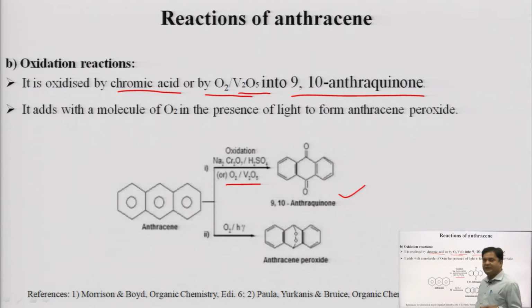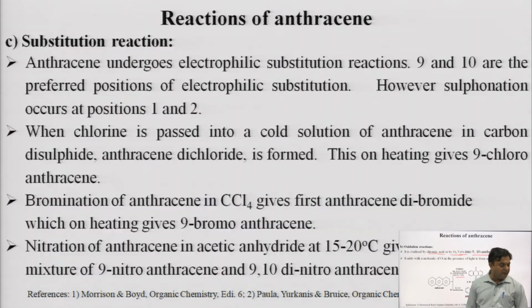Again, in the presence of oxygen and light, anthracene gives anthracene peroxide. Again, it is an oxidized product, an important product. So, oxygen can be added to the anthracene in the presence of light to form the anthracene peroxide. So, these two are the oxidation reactions given by the anthracene.